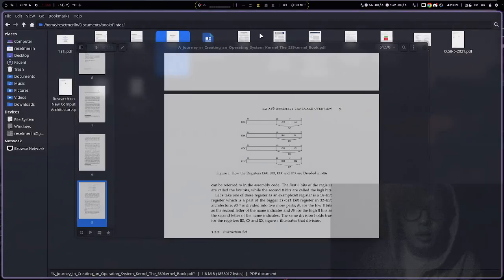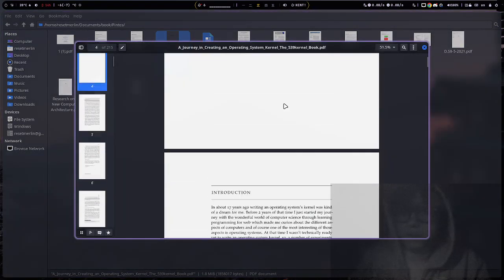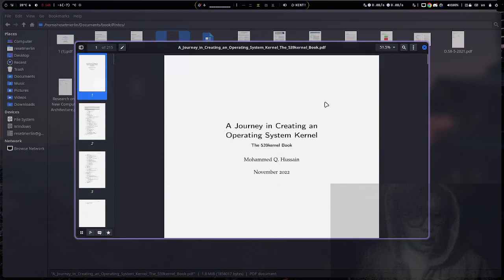Today I'm gonna talk about what I learned today. Yesterday I talked about the minimal Rust kernel, and I found it hard to understand what a bootloader is and what a kernel is. Yesterday I also talked about what a hard disk is. So today I'm just gonna talk about the questions I had while I read this journey in creating an operating system kernel.